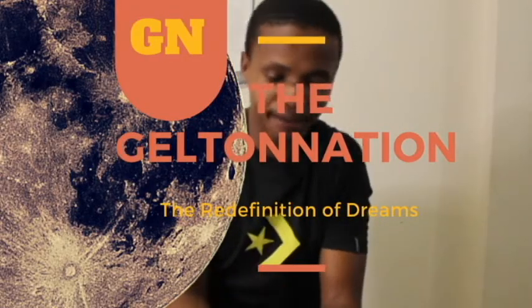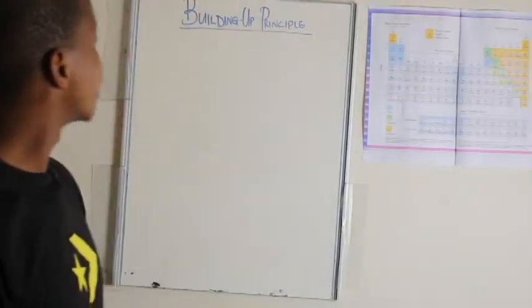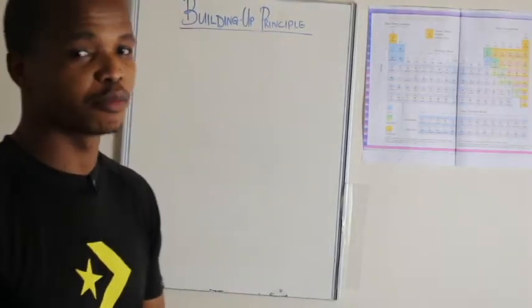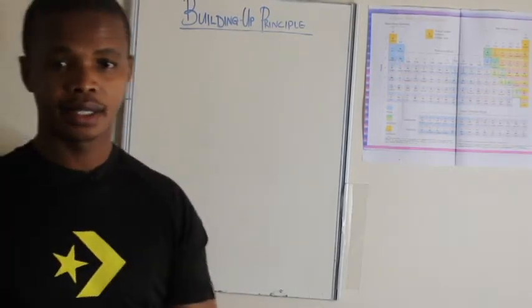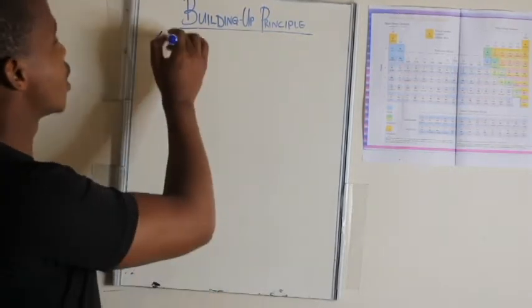In the meantime, stand up, help me. So we're doing the building up principle or the Aufbau principle. But let's start with what do we know so far. We know that there are 4 quantum numbers.